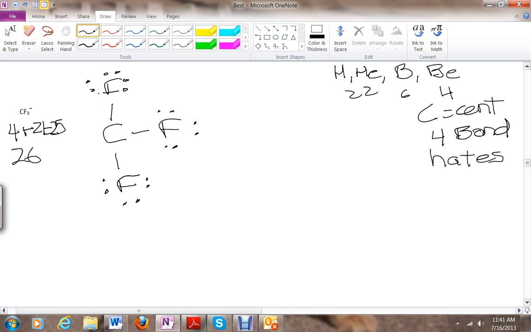Let me see. Hold on. 1, 2, 3, 4, 5, 6 by 3 is 18, sorry, that's why. 19, 20, 21, 22, 23, 24. We have to put the rest here. Where are we going to put it? We go to the central atom. Carbon hates lone pairs. Okay. So what else can we do? And it likes 4 bonds. Okay. So what if we put a double bond here?